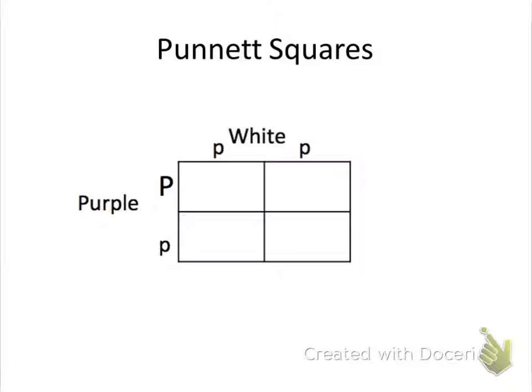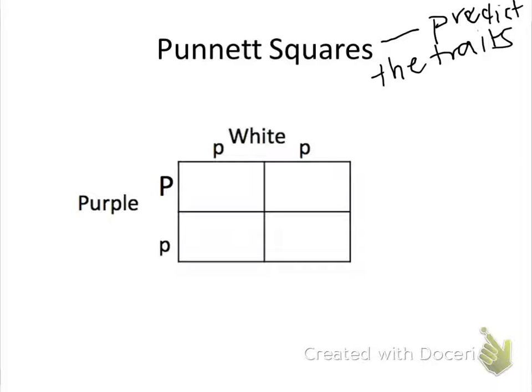To start, let's review the purpose of a Punnett square. The purpose is to help you figure out what kind of offspring, or the traits of the offspring, of two parents. So their purpose is to predict the traits of an offspring.